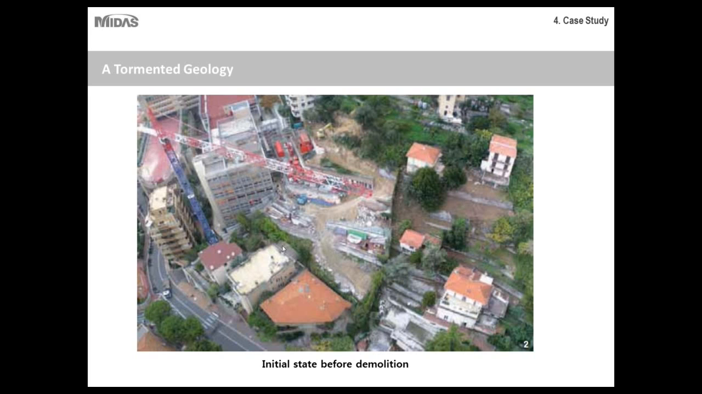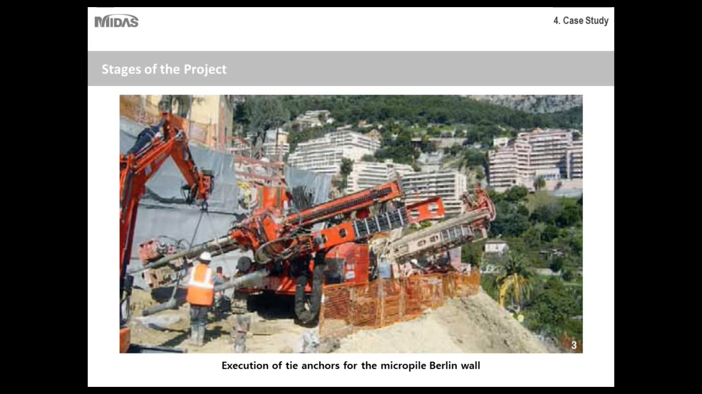So this is the initial state of the site before demolition. There are dozens of houses that would be demolished in this particular area. And the soil structure, the soil strata that they were dealing with, was also an interesting one. There were different types of soil strata. Thankfully, there was no water in the area, so therefore drainage or the pore water pressure wasn't a big issue with this size of excavation.